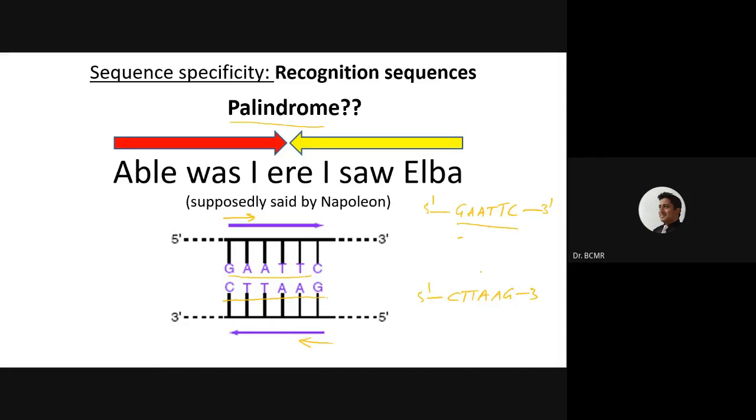These two sequences are not the same. Always reading should be from 5' to 3'. So GAA-TTC. And if I have to read this one, you should never read from GAA-TTC. That is wrong. It should have been CTT-AAG. Okay, so these two are not equal.